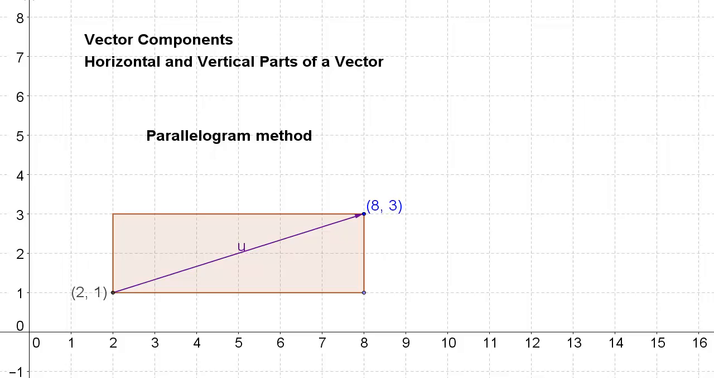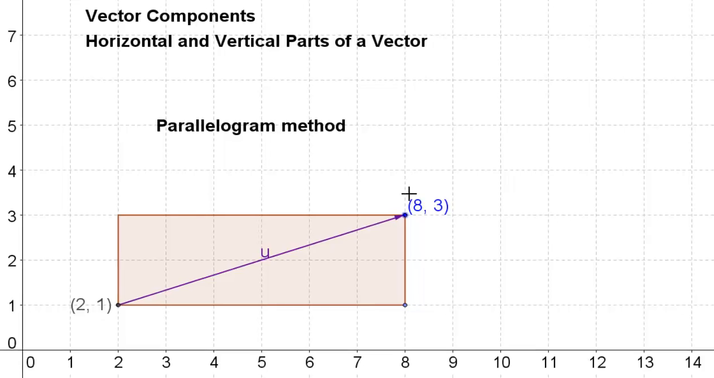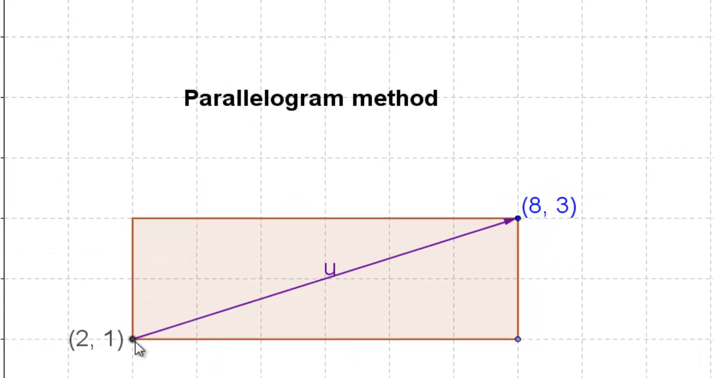If our vector is nicely drawn to scale, we can also use what's called the parallelogram method to find the components. If I have this vector u, and I draw a parallelogram with u as the diagonal of the parallelogram, and I complete a four-sided parallelogram, I can then find the two components, because the two components, the horizontal and the vertical, will appear as sides of this parallelogram.